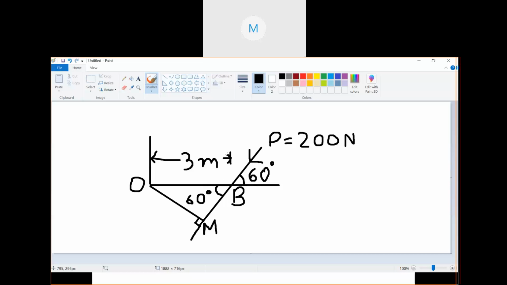So OB is how much? OB is 3 meter. This is O, this is B, na? The angle is 60 degree, and P is given as 200 Newton. So can you find out the moment about O? Try to find it out and show me the answer in the next class. Is it clear, everyone?